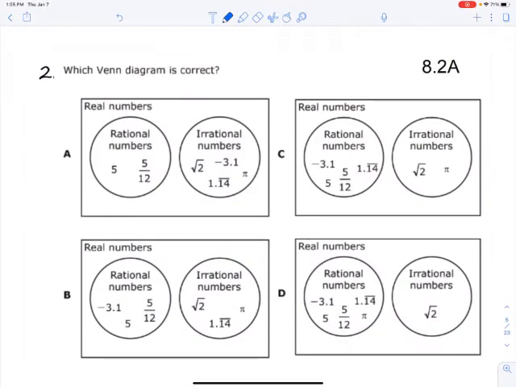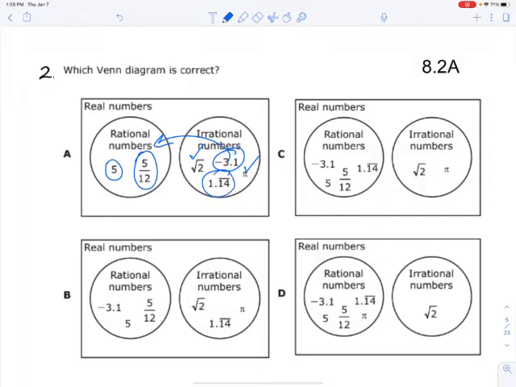Question number 2. What we're looking at on this one is which set is dealing with rationals and irrational numbers. So which Venn diagram is correct? If we look at A right here, we've got 5 and 5 over 12, because we know rational numbers are any number that can be written as a fraction. So that one's good. Now when we look over here at the irrational, square root of 2 is irrational, pi is irrational, but this negative 3.1, well, that's a decimal. So that means it should be over in the rationals.